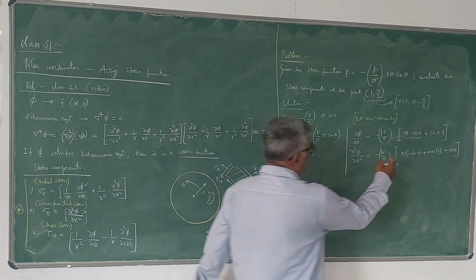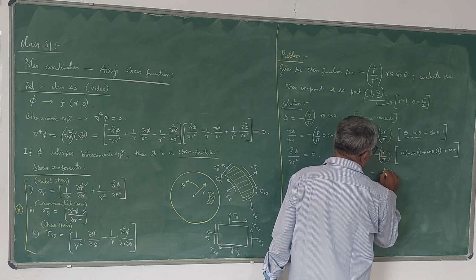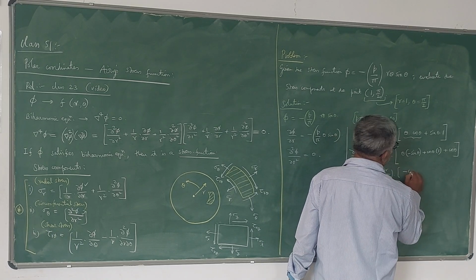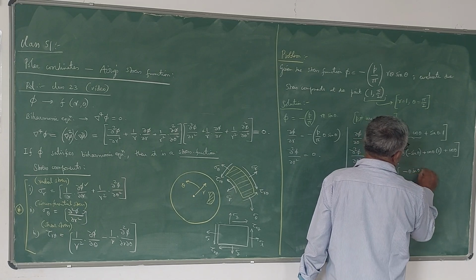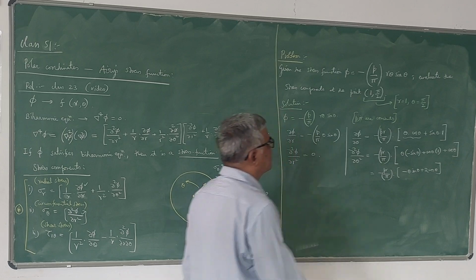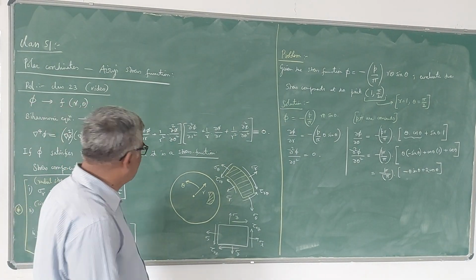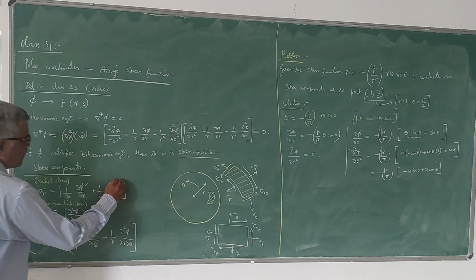Now we simplify this. Minus PR by pi into minus theta sin theta plus 2 cos theta. Correct? So we got this also now.